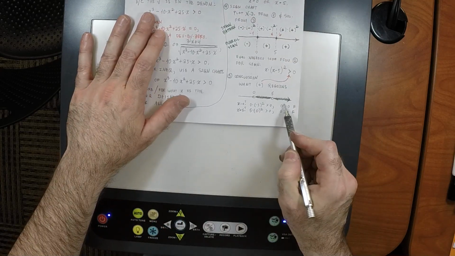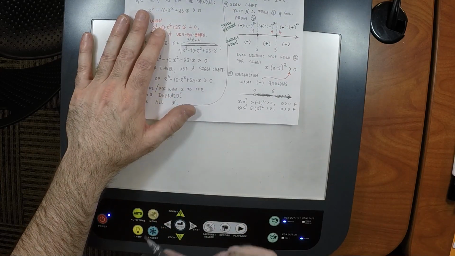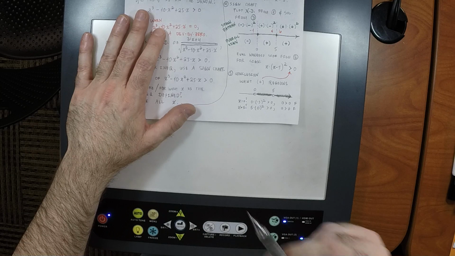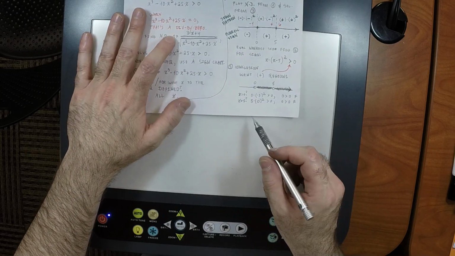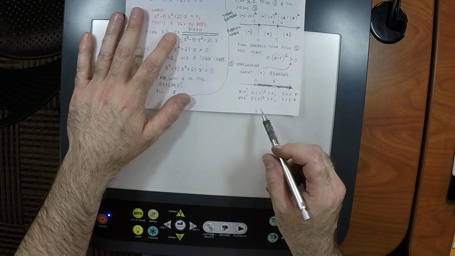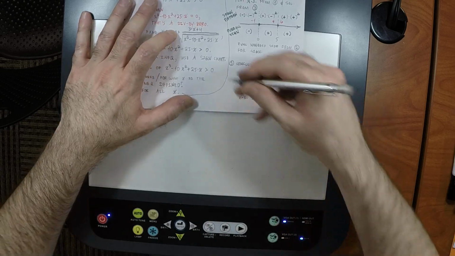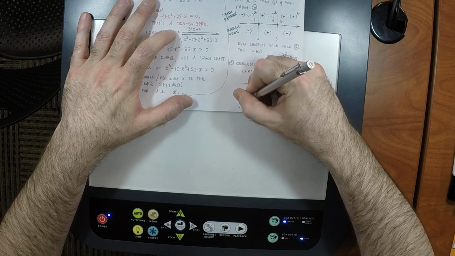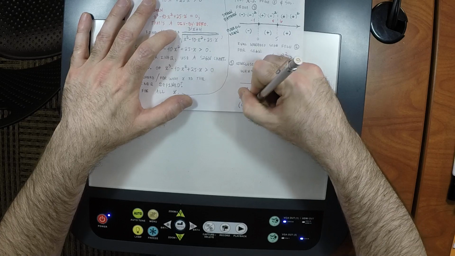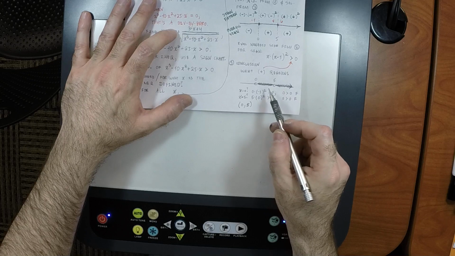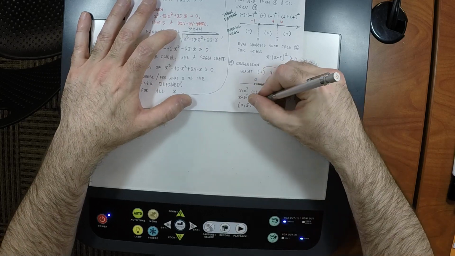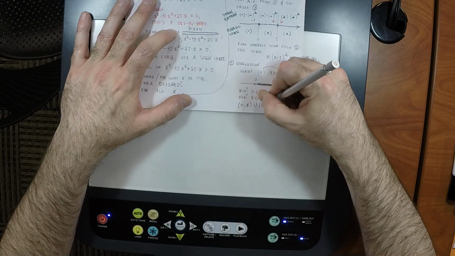So, that's the answer. And then usually the question says, give your answer in interval notation. So how do you write it down? Well, 0 to 5, that's one part. And then union 5 to infinity.